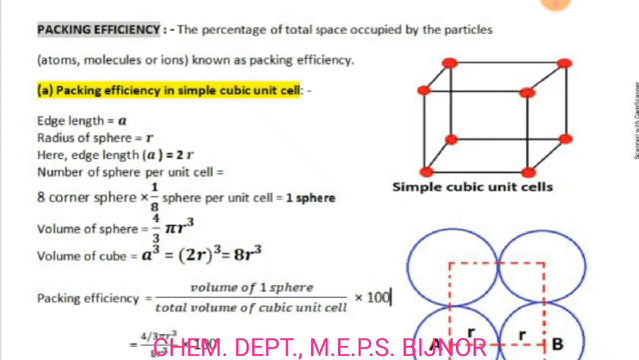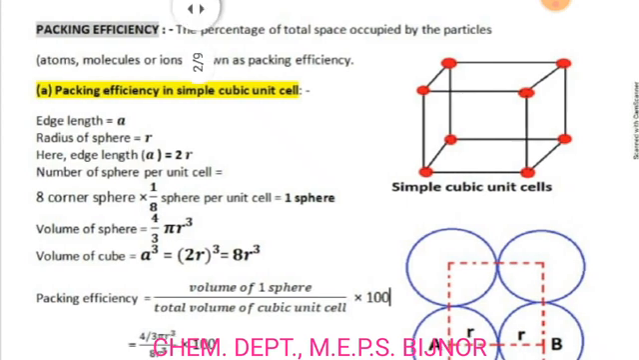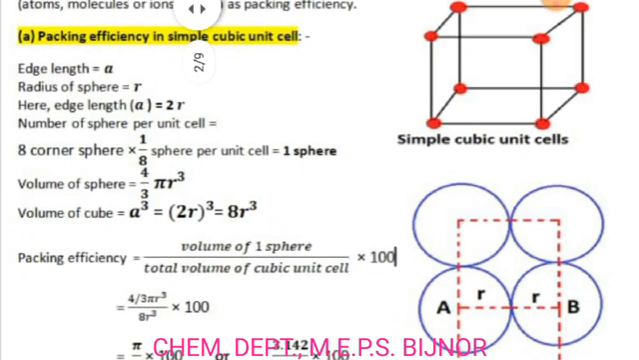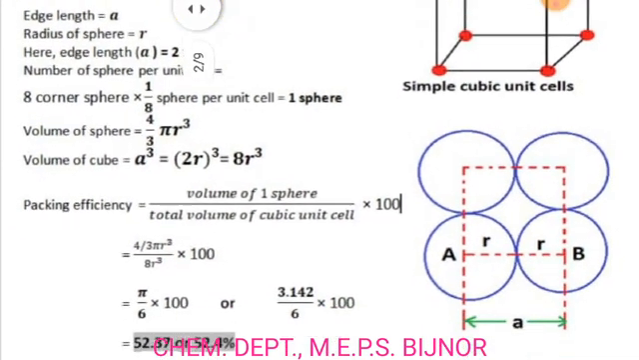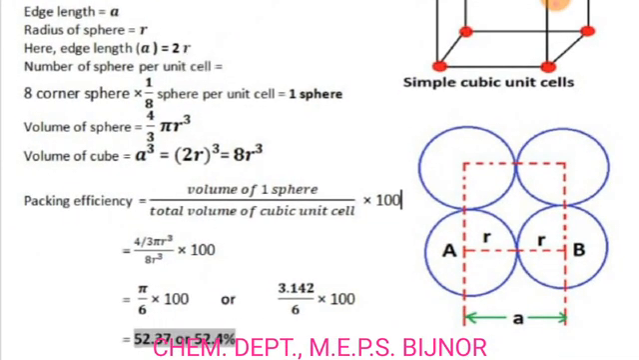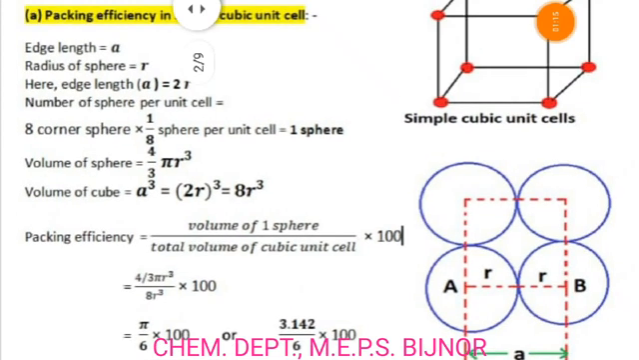The volume of the cube is equal to A cube. We put the value of A, which is 2R, so 2R cube is equal to 8R cube. Packing efficiency is equal to the volume of one sphere divided by the total volume of the cubic unit cell, then multiplied by 100. We put the value 4/3 pi R cube divided by 8R cube, multiplied by 100. After the calculation, the answer is 52.4. It means a simple cubic unit cell has a packing efficiency of 52.4%.